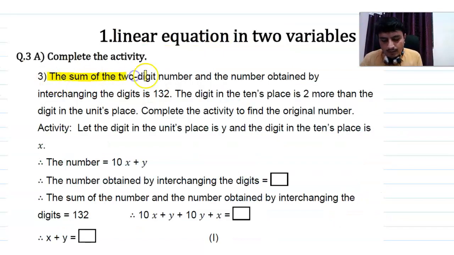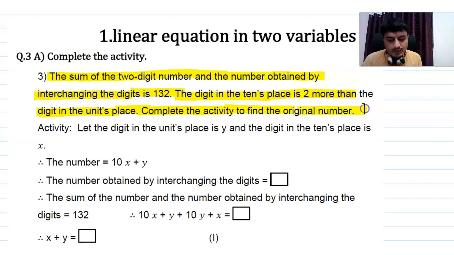The sum of the two-digit number and the number obtained by interchanging the digits is 132. The digit in the tens place is 2 more than the digit in the unit place. Complete the activity to find the original number. We are given the activity. Let the digit in the unit place be y and the digit in the tens place be x. That means the given two-digit number is xy, y is at the unit place and x is at the tens place.